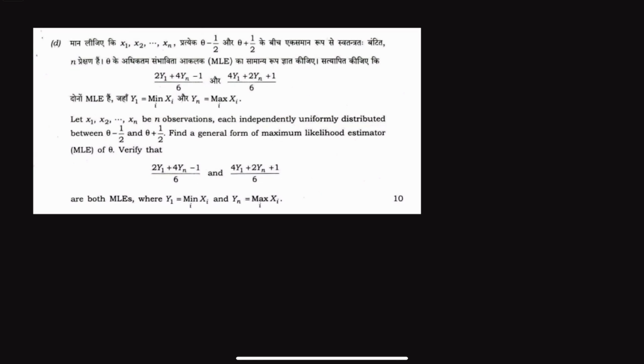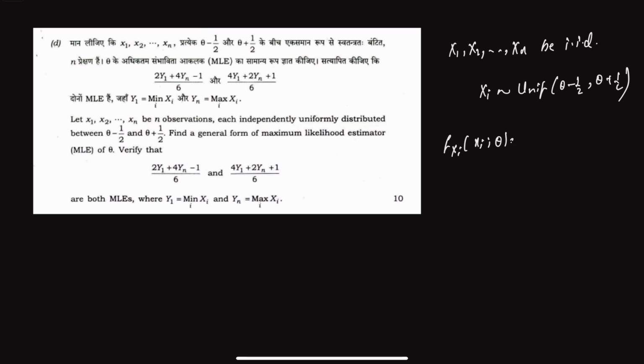In this video, I will be solving the fourth part of the first problem of UPSC Civil Services Mains 2018 Statistics Paper 1. So let x1, x2 and so on xn be n observations, each independently uniformly distributed between theta minus half to theta plus half. We need to find a general form of maximum likelihood estimator of theta, and we need to verify that the given (2y1 plus 4yn minus 1)/6 and (4y1 plus 2yn plus 1)/6 are both MLEs, where y1 and yn are the minimum and maximum of the ordered statistics.